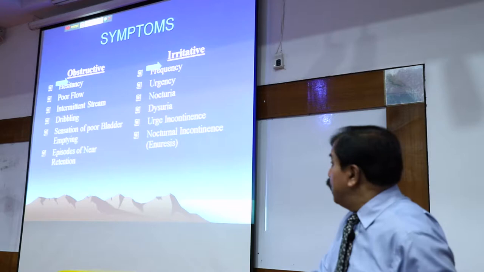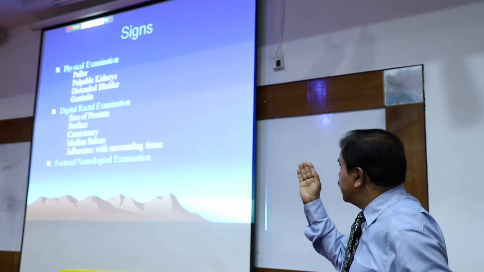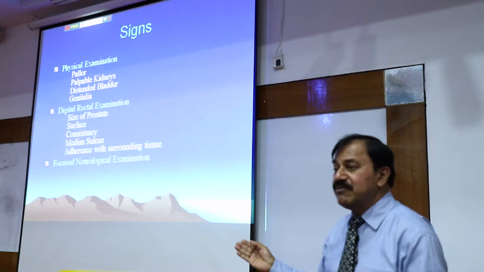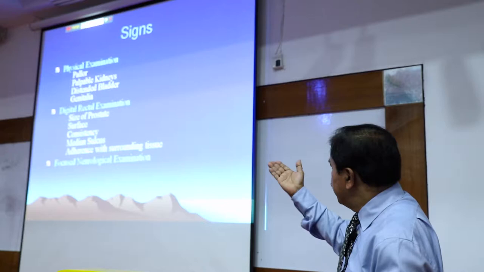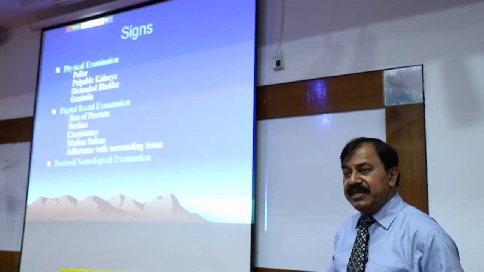If you go further, what are the signs? Signs include general examination, digital rectal examination, and focal neurological examination. In general features, the patient may be in failure, there may be a palpable kidney if it is a back pressure effect, hydroureteronephrosis, and you may get a distended bladder in case of chronic retention. Genitalia you should examine. Sometimes you can find genitalia abnormality.